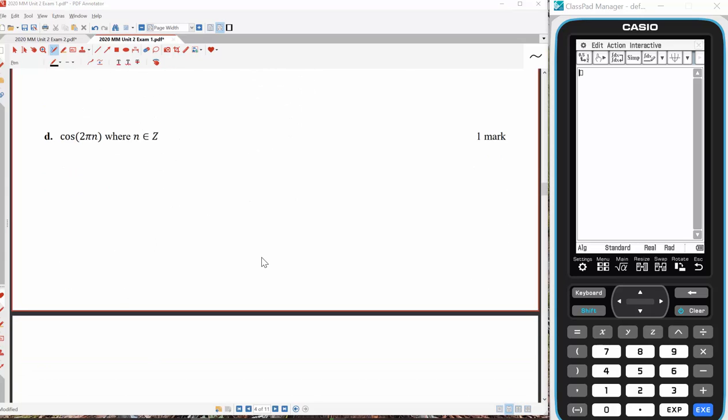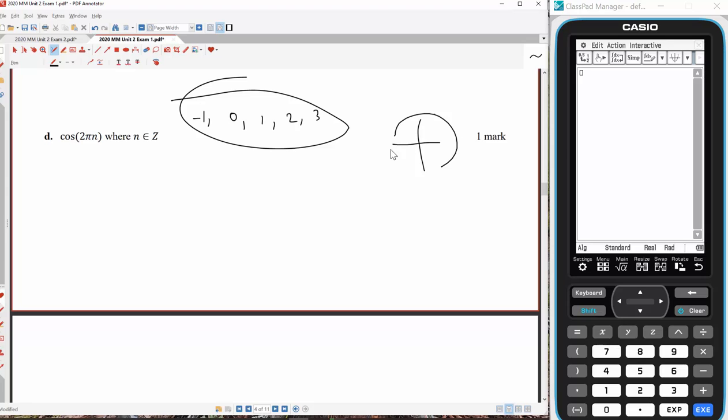Right, and this last one, n is an element of Z, so Z is like 0 or negative 1, 0, 1, 2, 3, that's all integers. So n can be any of those numbers. Think about it, if n is 1, that's going to be 2 pi. If n is 2, that's going to be 4 pi, 6 pi. It's basically going to be even multiples of pi all the time. So we're going to end up here in every instance. So the answer to this one is just 1.